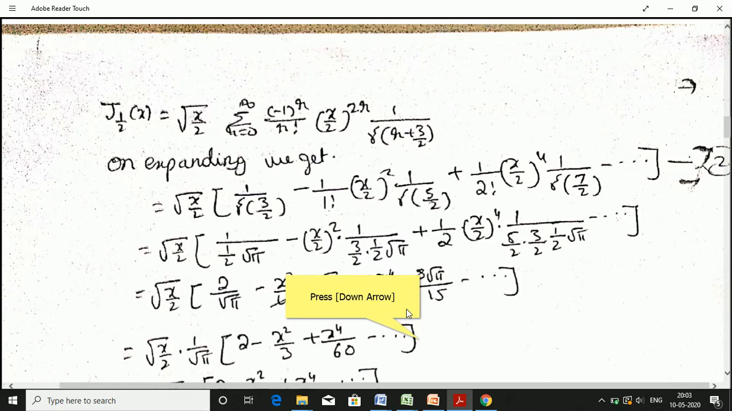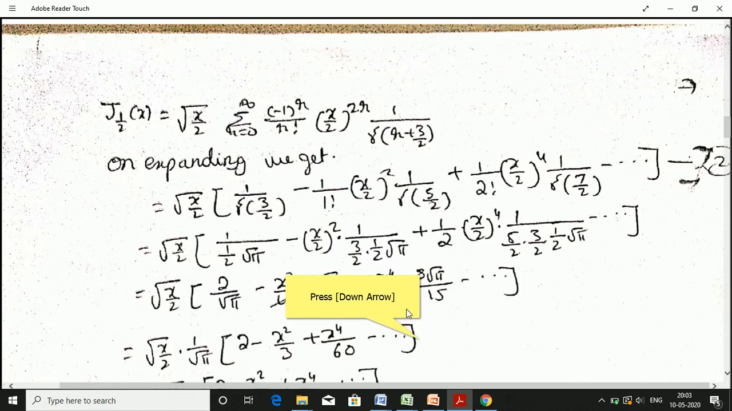Root of x by 2 into gamma of 3 by 2 can be split as gamma of 1 by 2 plus 1. Gamma of n plus 1 is n into gamma of n, so 1 by 2 into gamma of 1 by 2, which is root pi. Minus 1 factorial is 1 itself. x by 2 whole square into gamma of 5 by 2 can be written as 3 by 2 into 1 by 2 into root pi. Already you have learned how to write these values in the first semester.